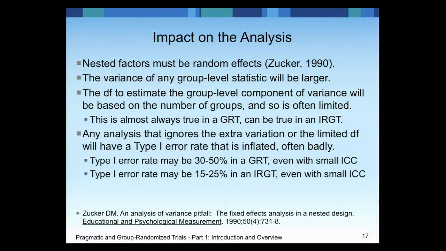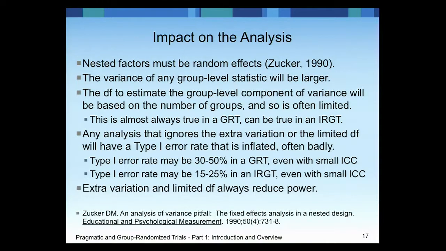It can be an issue in an individually randomized group treatment trial. The main point that I want to make about this is that any analysis that ignores the extra inflation or the limited degrees of freedom will have an inflated type 1 error rate. And that inflation can be substantial. In a group randomized trial, even with a very small interclass correlation, the type 1 error rate might be 50% rather than the nominal 5%. And in an individually randomized group treatment trial, the type 1 error rate might be 20% or 25% rather than the nominal 5%. We don't want to report results based on type 1 error rates of 25% or 50%, and so we need to address these issues.